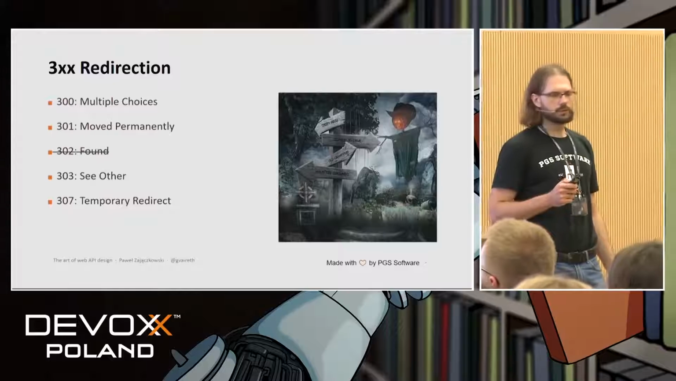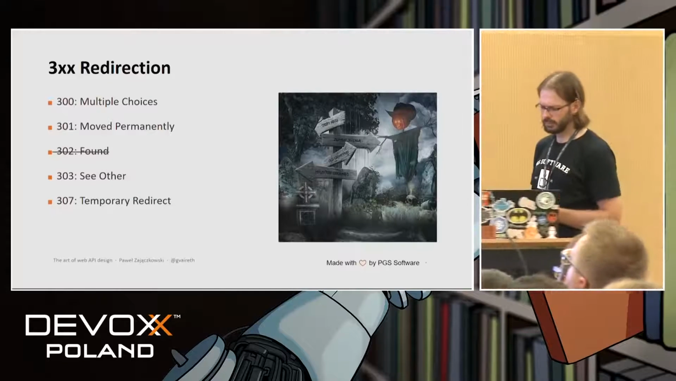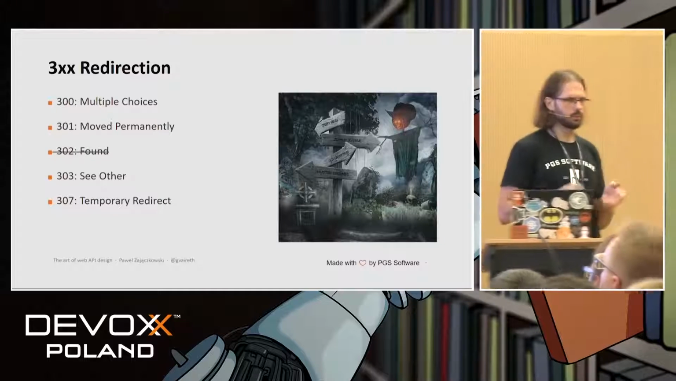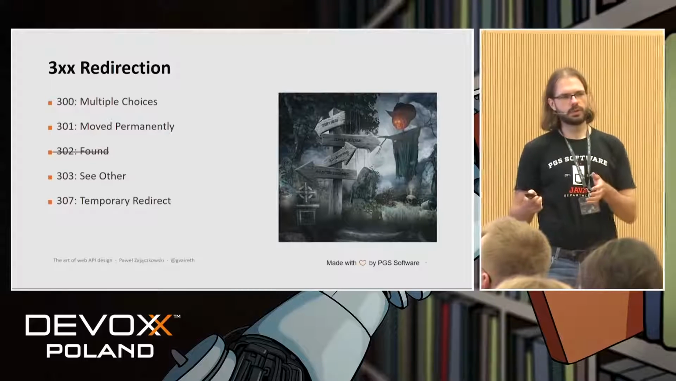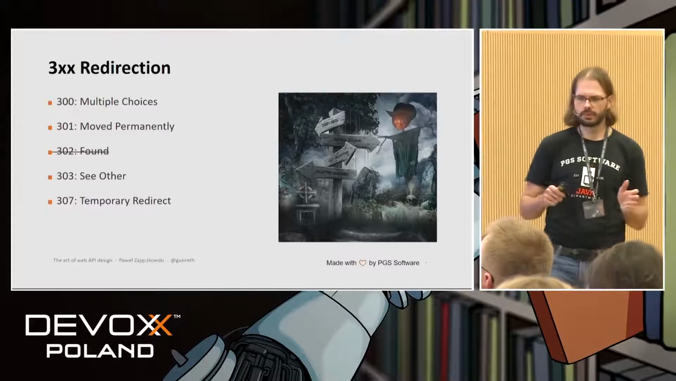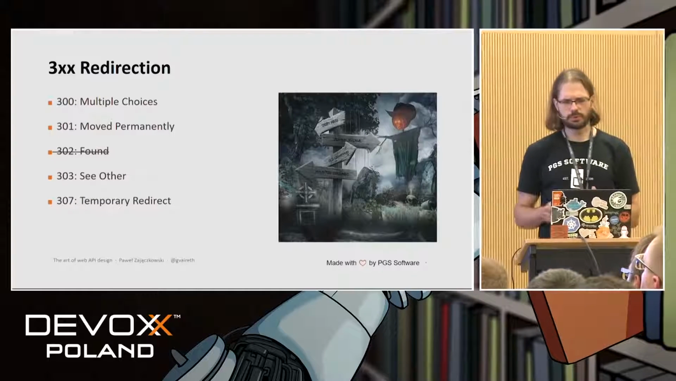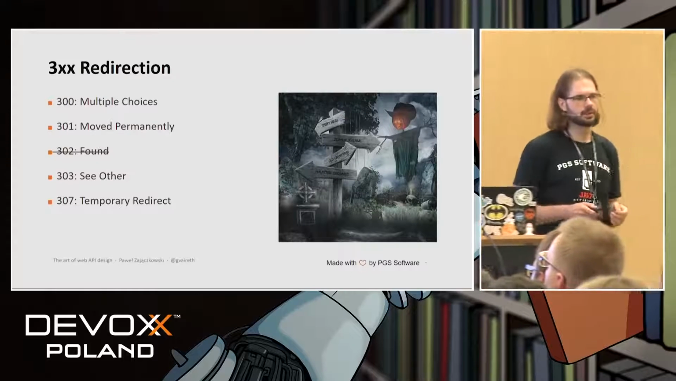Okay, 300 redirections, kind of tricky. 300 is not that often used because there is no really a good standard on how to handle that. It says that there are multiple choices. 301, something was moved permanently, so don't try again on this address. 302, it's kind of deprecated because it was meant as 307, but instead implemented in the early days as 303.